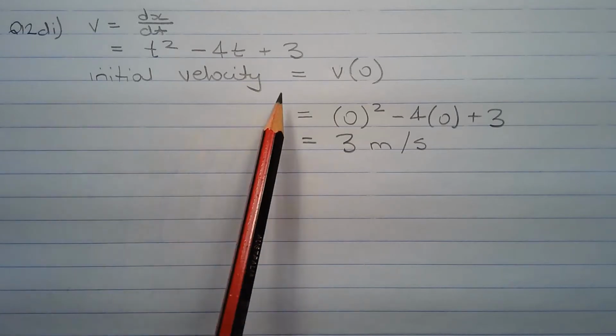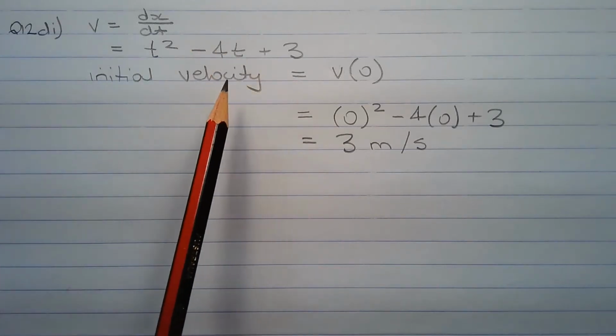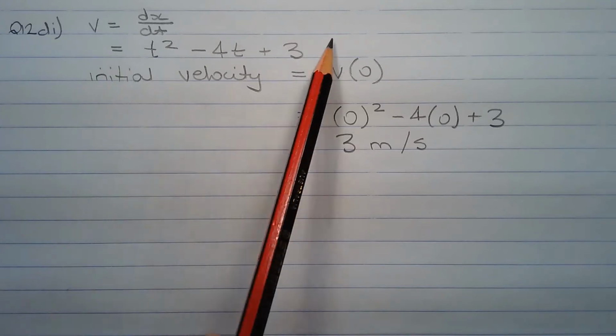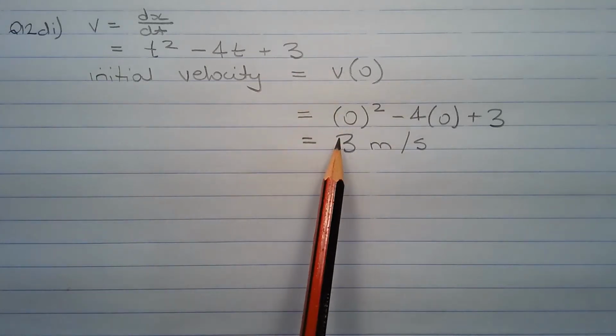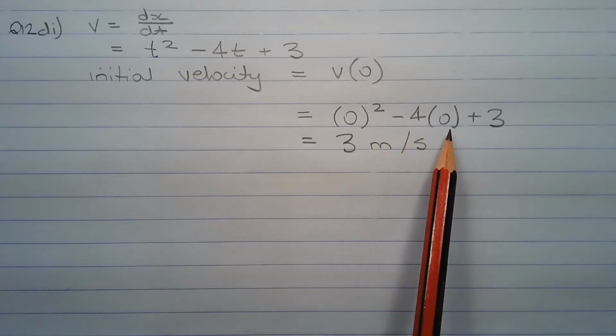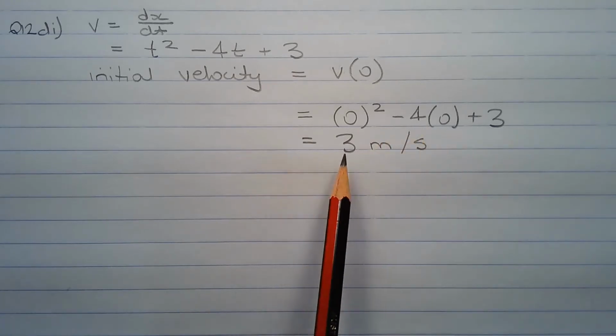Now to find the initial velocity, we substitute t equals 0 into this equation. So initial velocity is equal to v of 0, which equals 0 squared minus 4 times 0 plus 3, which equals 3 meters per second.